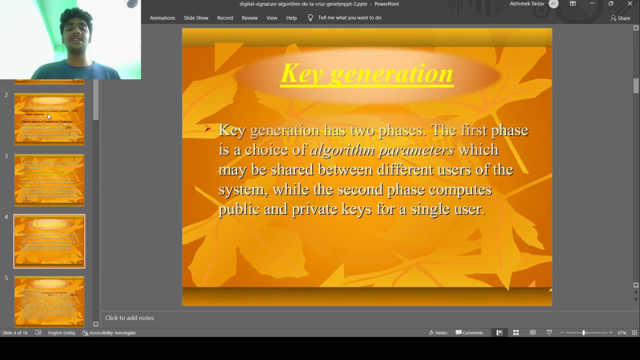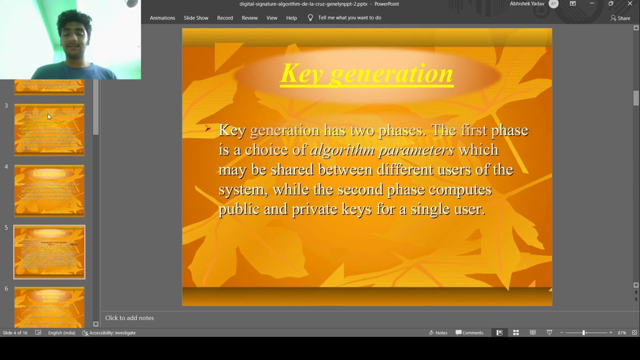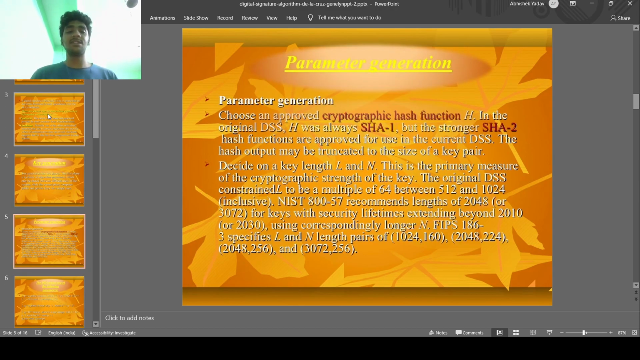So we have key generation, which has two phases. The first phase is a choice of algorithm parameters, which may be shared between different users of the system. These are parameters like the length of the keys and others that will be shared among every node of the system. In the second phase, we compute the public and private keys for a single user. So, moving on to parameter generation.